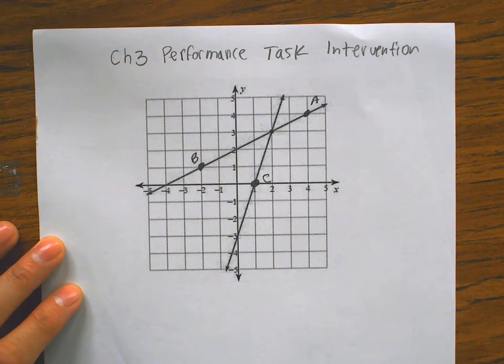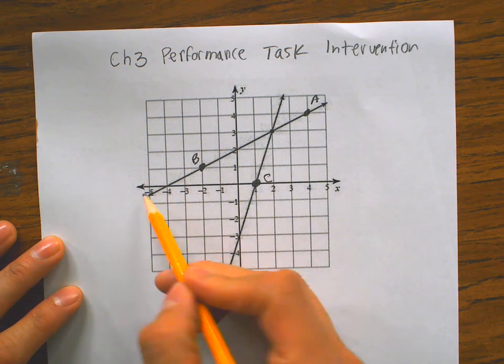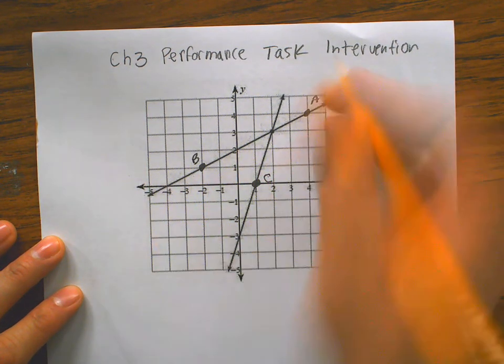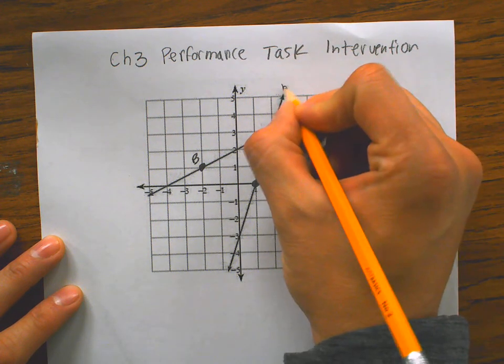So there were a couple of things that I noticed that on the performance task we had a bit of a difficult time with. The first one was, how do you come up with an equation of a line that is already given to you? So as you can see, you have this line right here, which I'm going to call line A, and this line right here, I'm going to call line B.